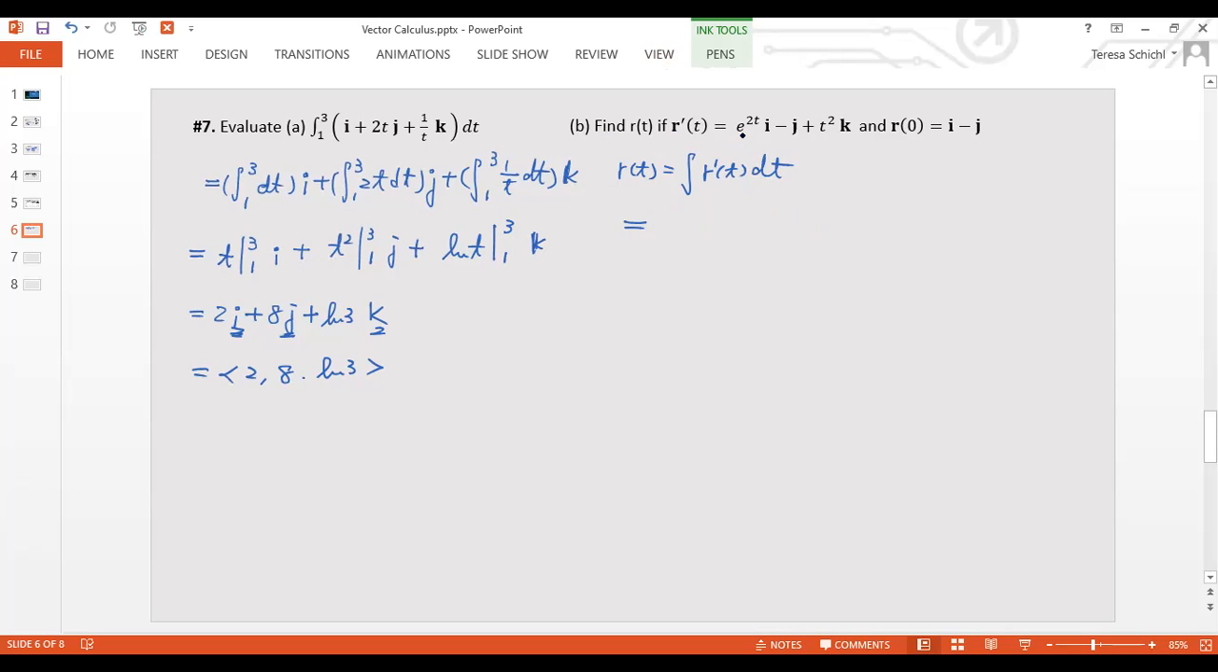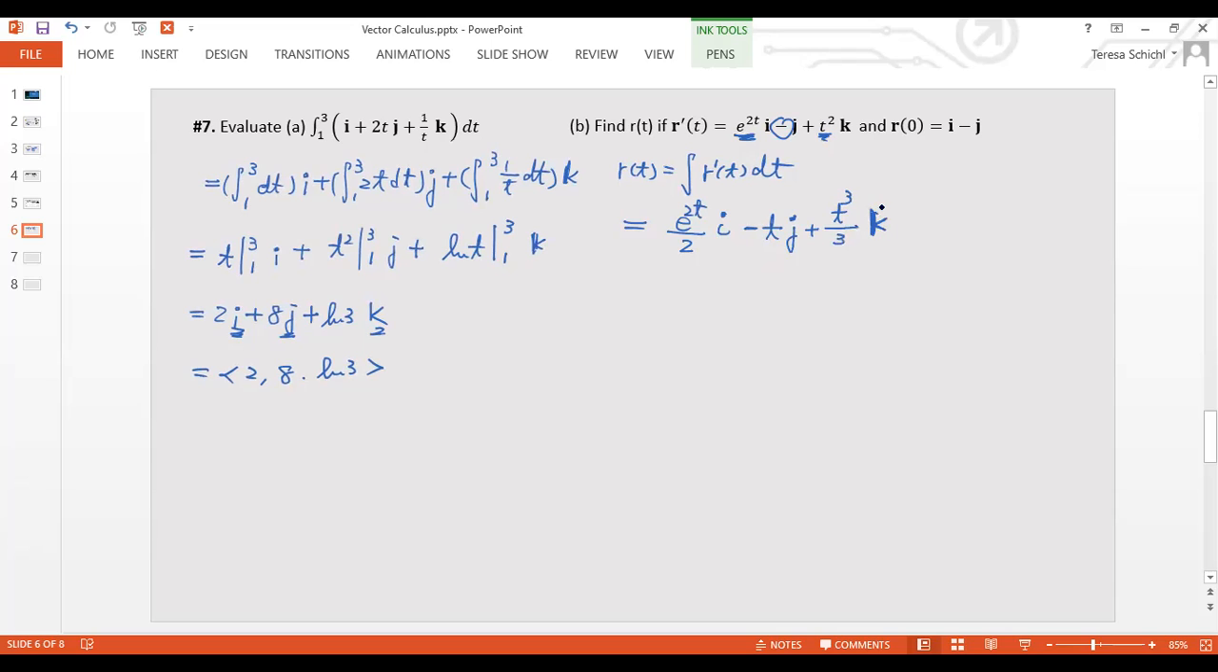So for the first one here, you integrate e^(2t). What is the integral of e^(2t)? We will have e^(2t) over 2, i. Minus 1 j, so it's a minus t, and minus t j. So this is the j component. Then t squared will be t cubed over 3 for the k.